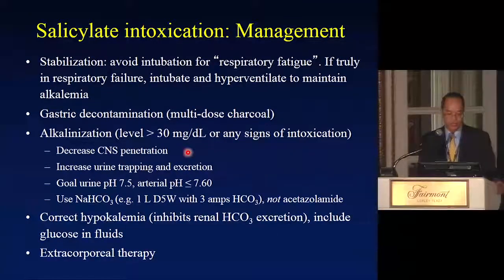So one of the goals of salicylate intoxication is to alkalinize the blood. The second goal is to alkalinize the urine, because that traps the salicylate in the urine and helps excretion. So alkaline diuresis is one of the treatments for salicylate intoxication. The goal is to try and get the urine pH to 7.5 if you can, and get the arterial pH up a little bit, but keep it below 7.6. You can't alkalinize the urine with acetazolamide, because even though that will alkalinize the urine, you would actually acidify the blood. Okay.